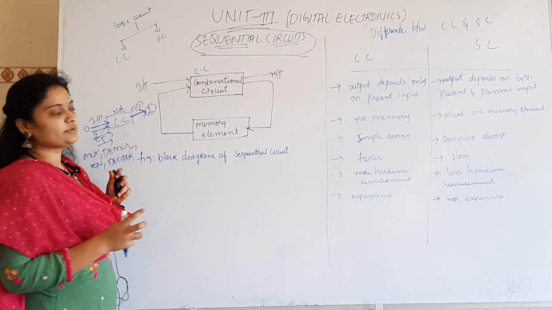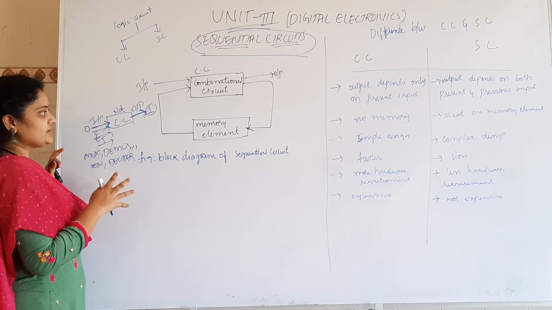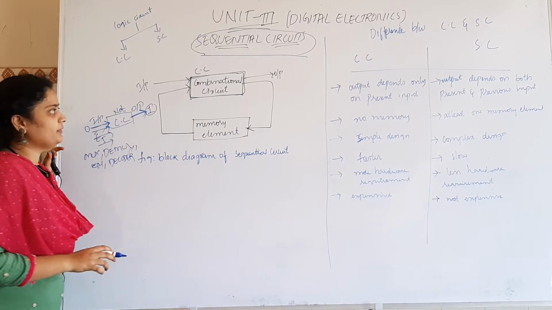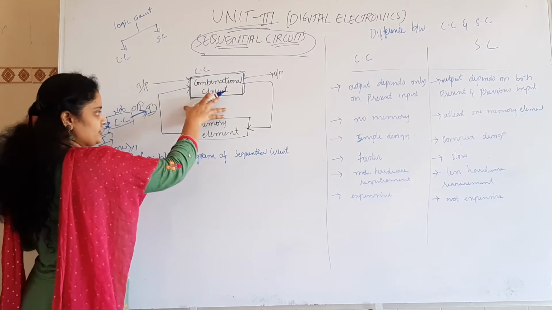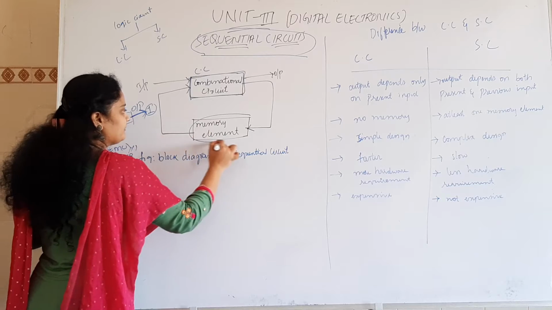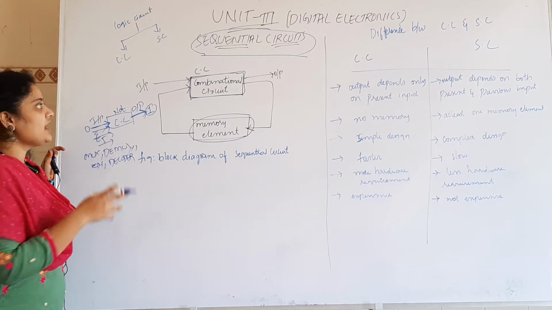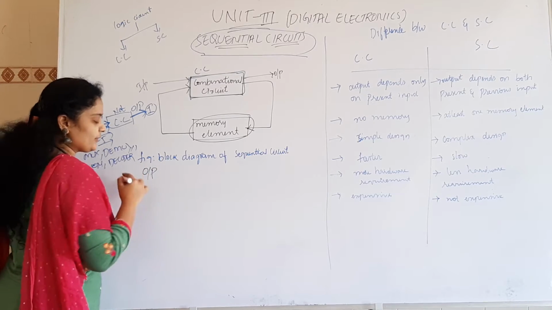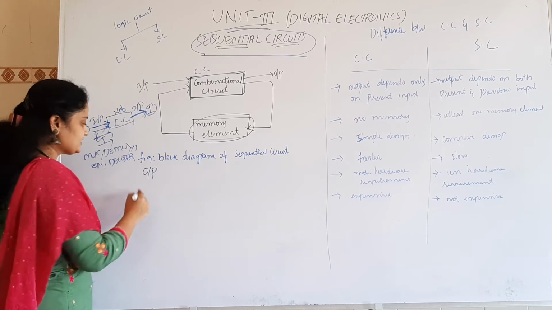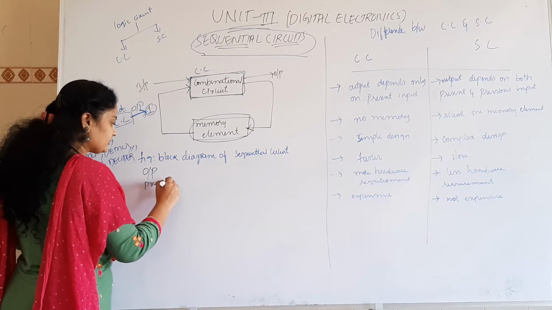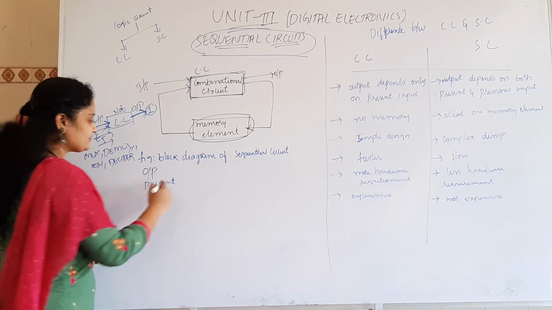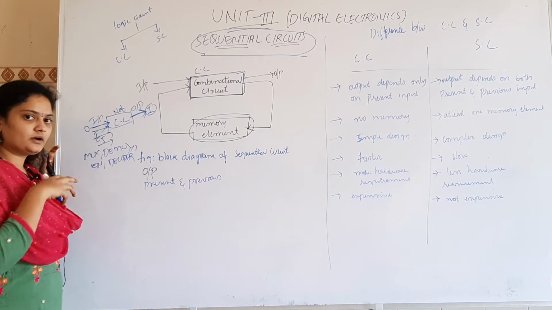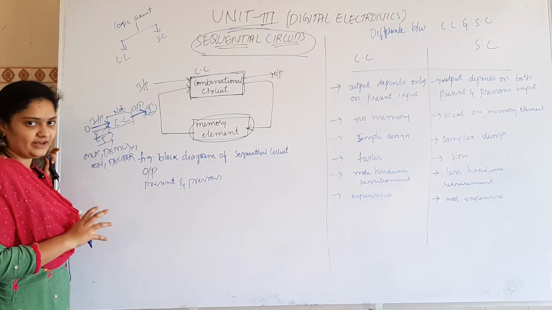Next, what is a sequential circuit? A sequential circuit is an extension of a combinational circuit. Upon a combinational circuit, it will have a memory element. Why? Because the definition of a sequential circuit is that its output depends on its present input, which you are giving now, as well as the previous input which you had given before, in the earlier experiment or earlier value.